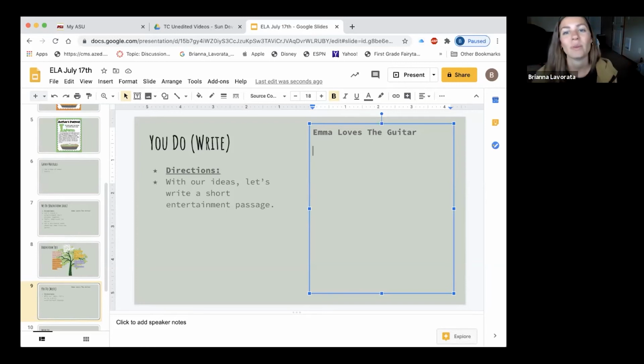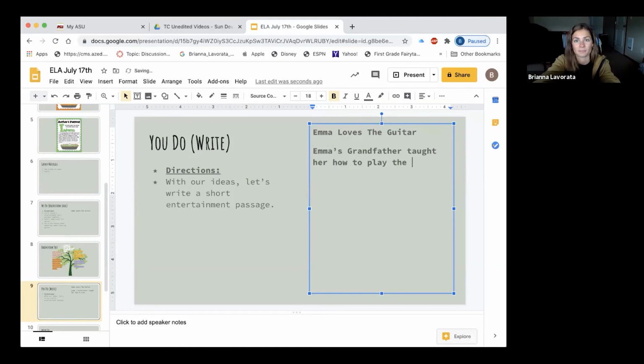So let's get started. So we can say Emma loves the guitar. So we can say Emma's grandfather taught her how to play what kind of instrument? Go ahead and say it, the guitar. Okay, so Emma's grandfather taught her how to play the guitar. Using our other idea, we can say the guitar helps Emma relax and think of her grandfather.